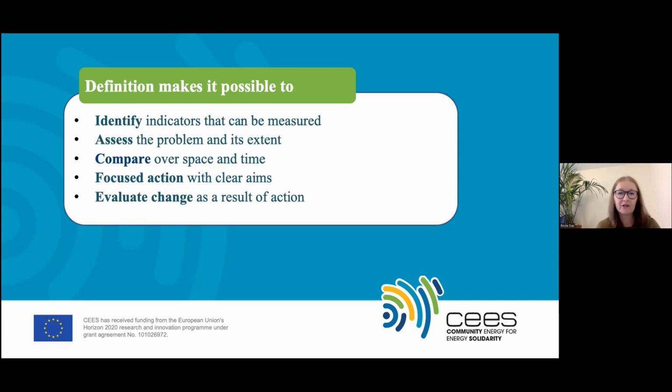So having a clear definition means that you can identify indicators that you might use in order to measure the extent of the problem, and that means that you can assess the extent of energy poverty. It means that you can make comparisons. You might want to make comparisons over time to see whether there are improvements or changes, or you might want to make a comparison between different places. And a clear definition also helps you really focus your thinking on where you need to take action and how you can make changes. And it means that you can evaluate change that might come about, hopefully, as a result of action that you might take.